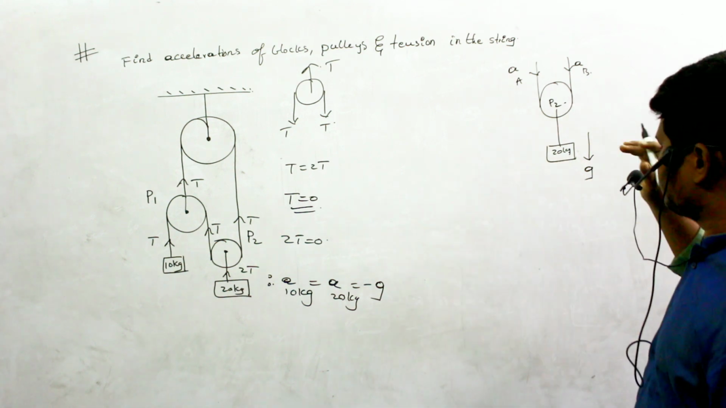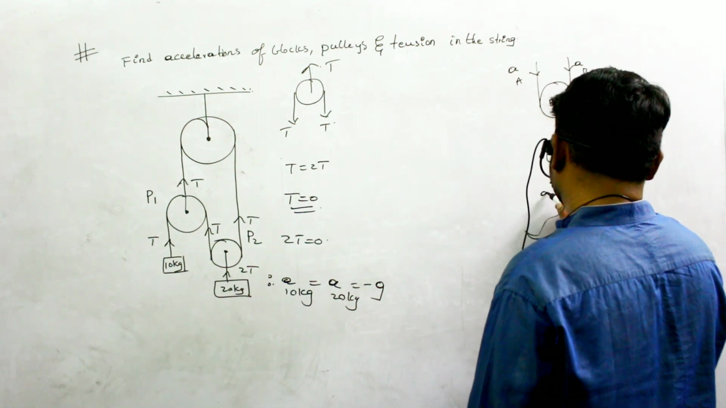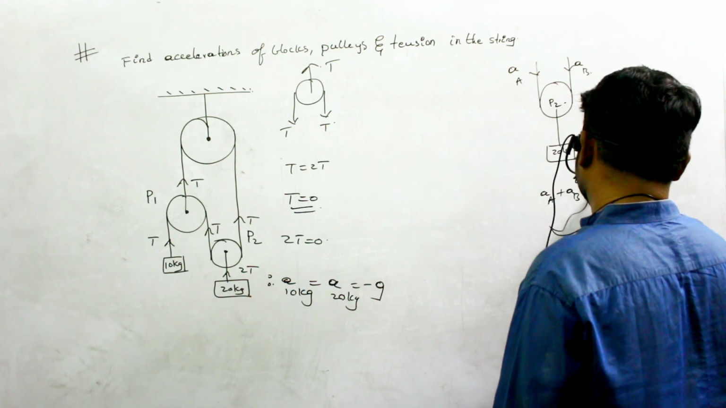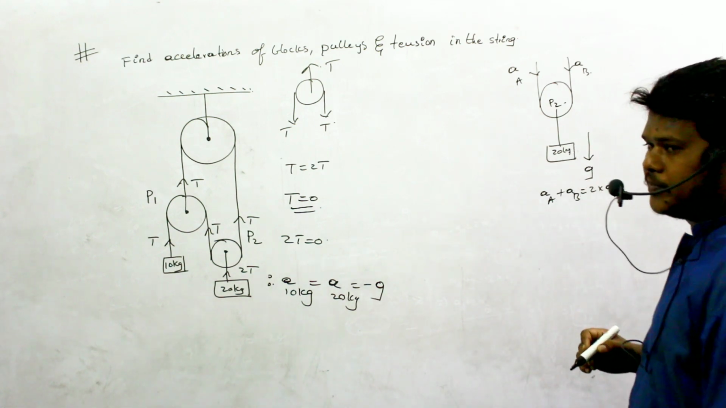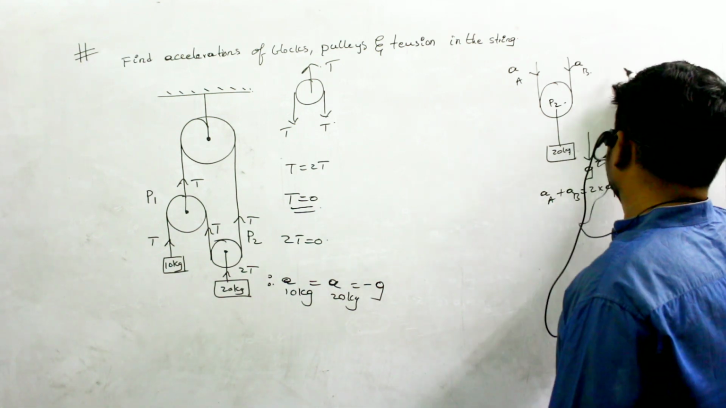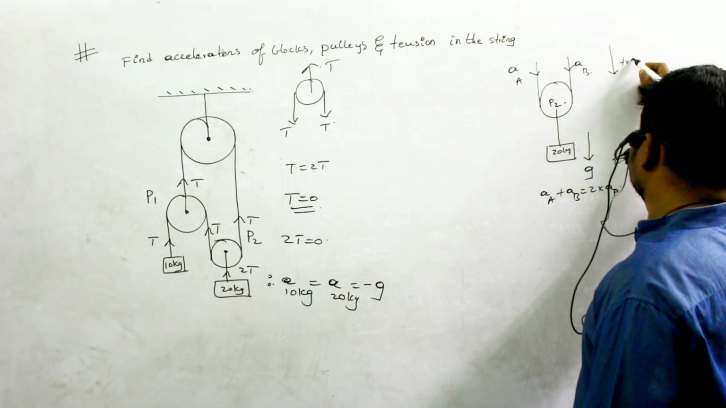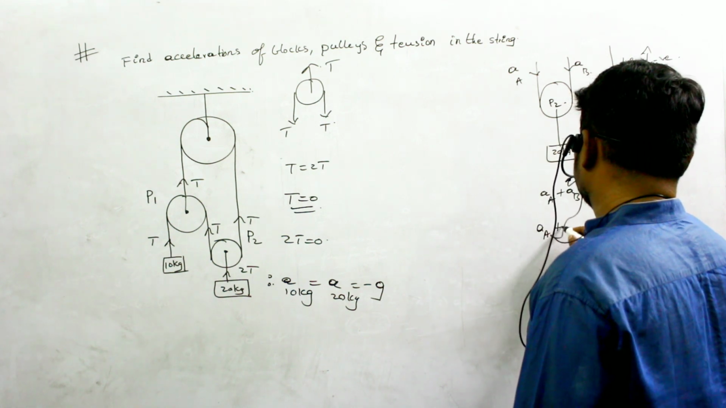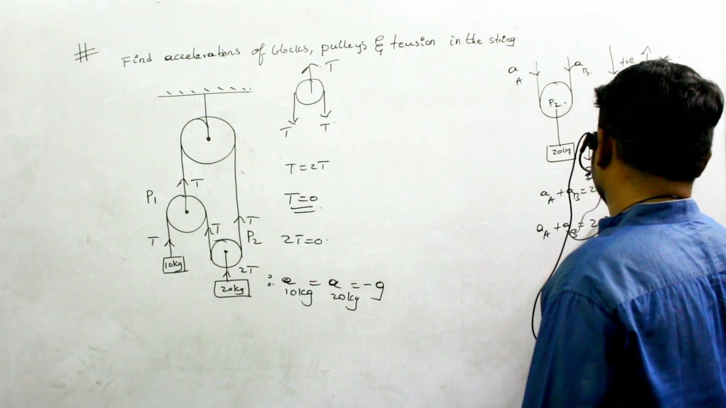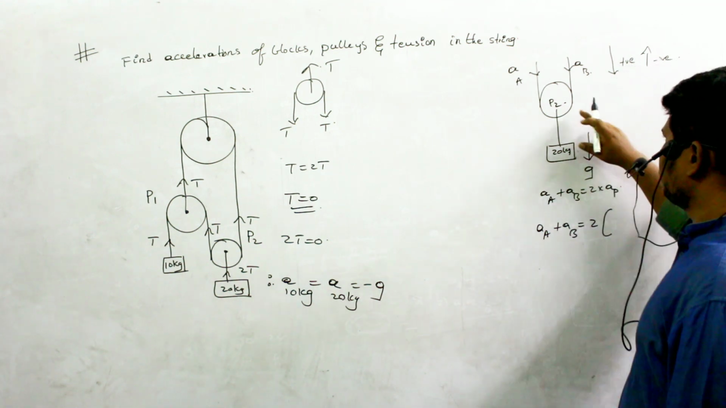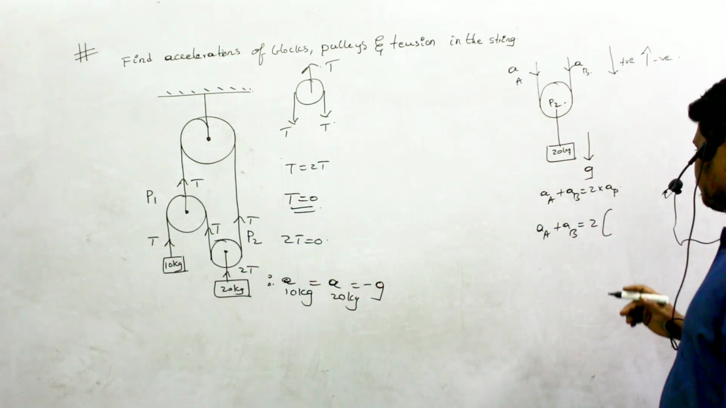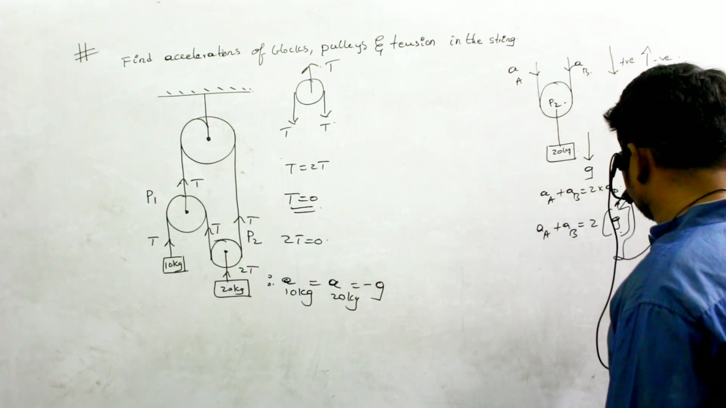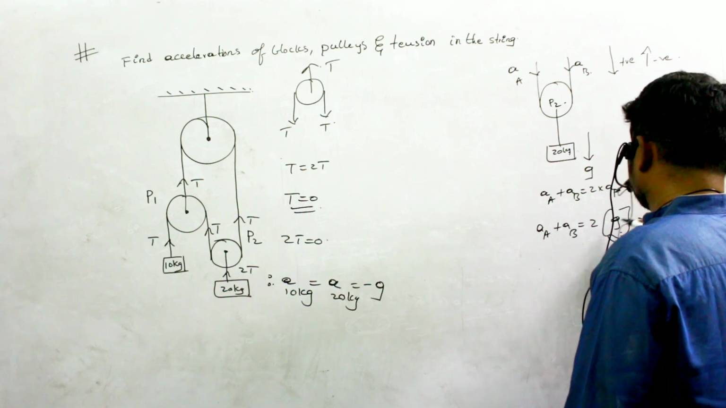Then how can I write a relation between them? We have a relation for acceleration of a pulley block system. Acceleration of A plus acceleration of B is equal to 2 times the acceleration of the pulley. Here I will consider downwards direction to be positive and upwards direction to be negative. So I will write a_A plus a_B is equal to 2 times the acceleration of the pulley, which is g here, because the pulley is attached to the block itself. So therefore I will write plus g, because downwards direction I am taking to be positive. So this is my equation number 1.